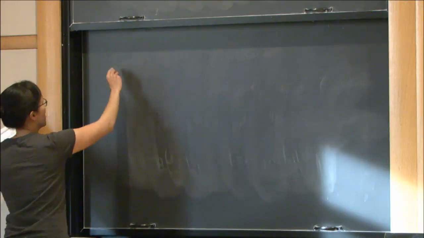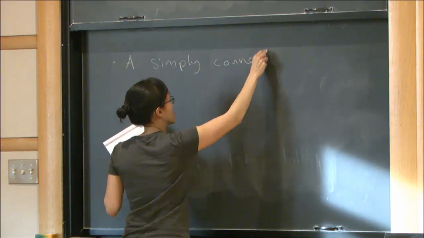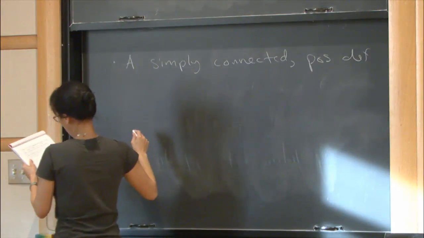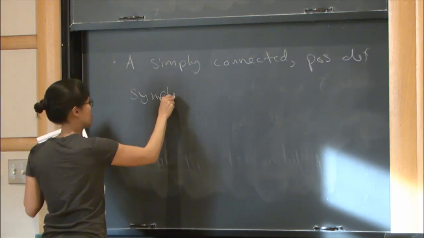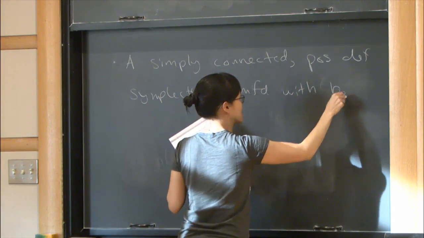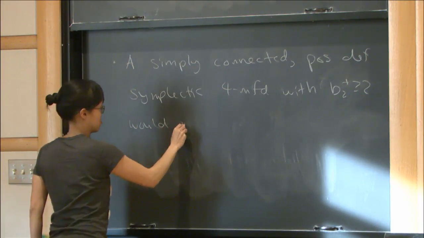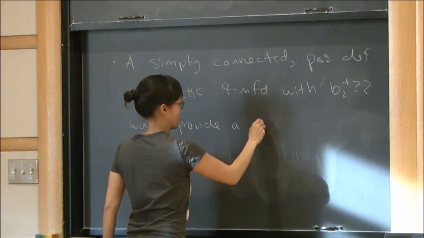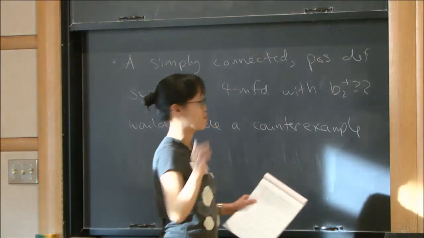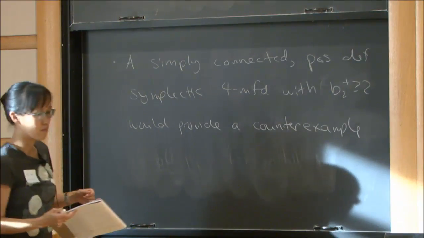And so I'll just point out that if you were able to find a simply connected positive definite symplectic four-manifold with B2 plus at least 2, this would provide a counterexample to both of these questions. But as Andras pointed out, no such examples are known. Are there any questions?